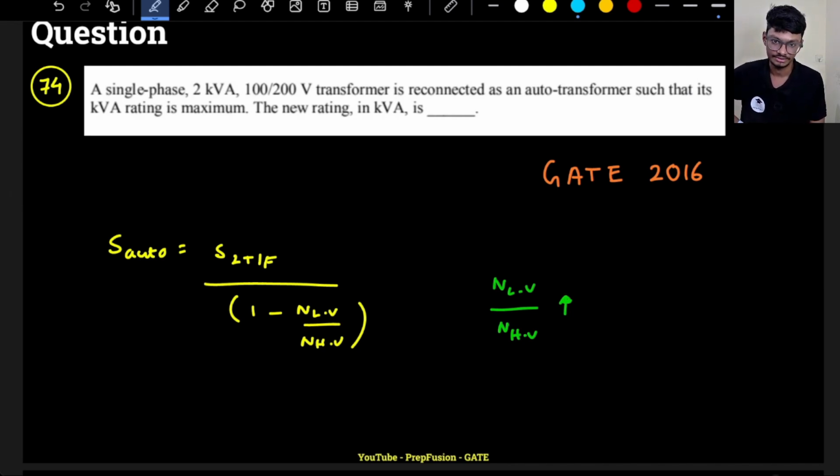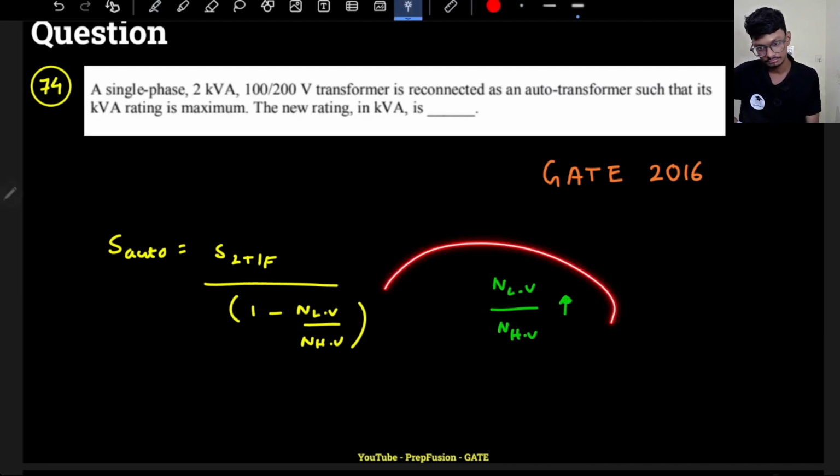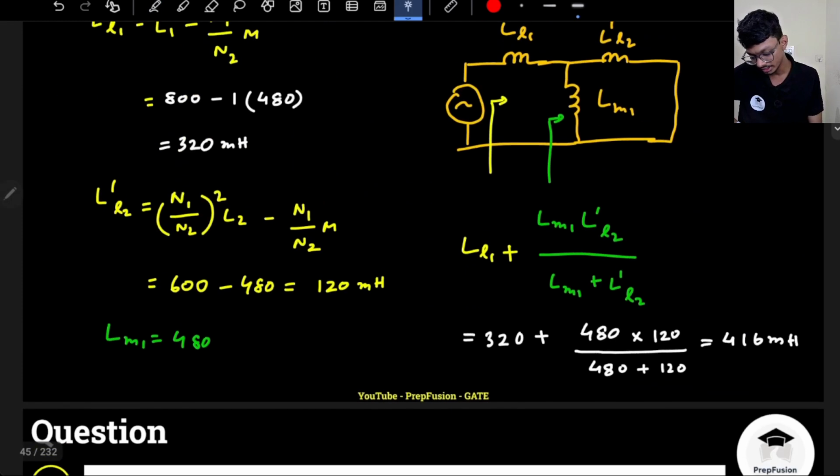So how will I maximize it? There are many ways in which you can maximize it. It's not like you will always use the formula. It's better if you don't use the formula and directly solve. Of course the formula also will work here, but let's go by basics.